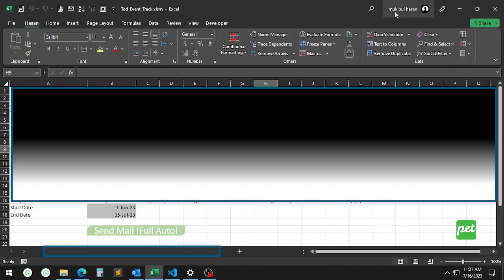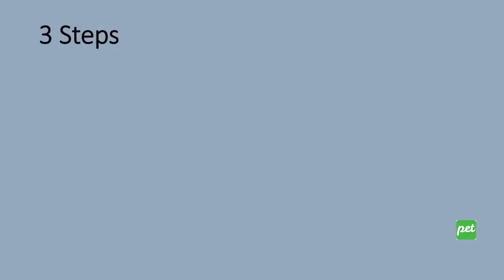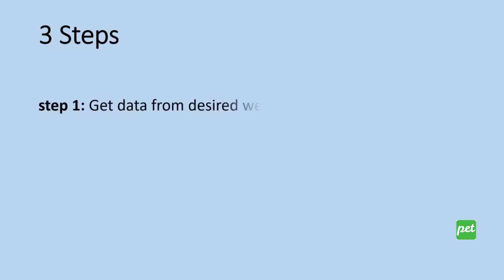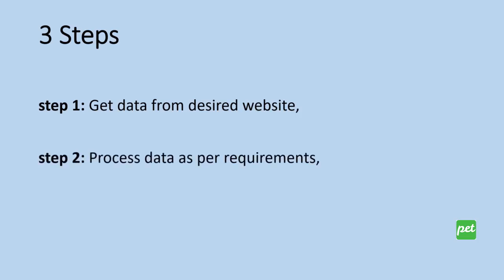I have opened an Excel file, and when I click on this button, Send Mail, Full Auto, Excel will complete the whole process in 3 different steps. Step 1. Get data from desired website. Step 2. Process data as per requirements. Step 3. Send the summary report as attachment.